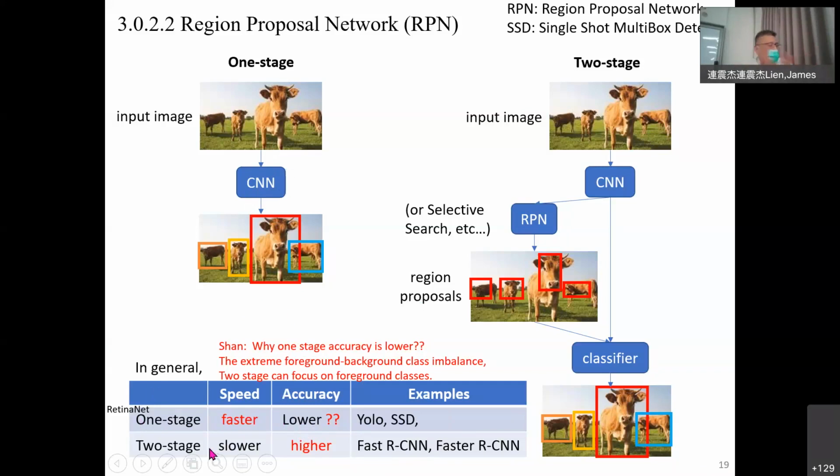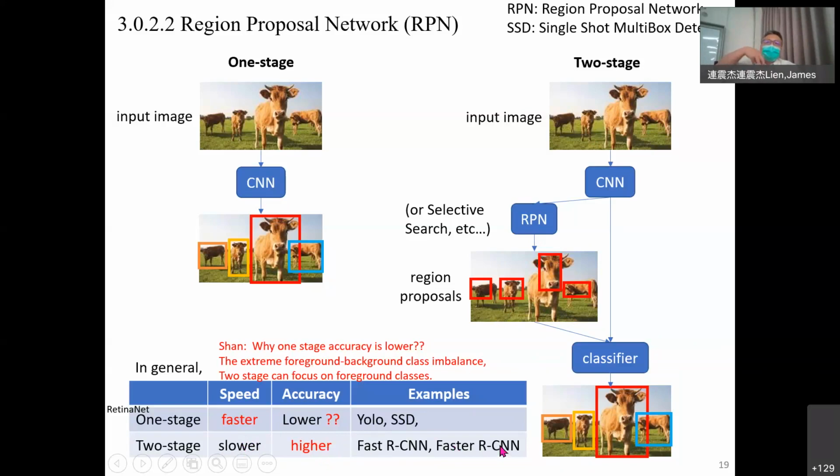Some other people, not YOLO, but YOLO tells you, okay, my accuracy is not so good. It's good, but not good enough, I should say. But I'm faster. So YOLO is good because it's faster. But two stage has a slow speed because they have an individual RPN, but the accuracy is higher. Okay, so that's Faster RCNN.